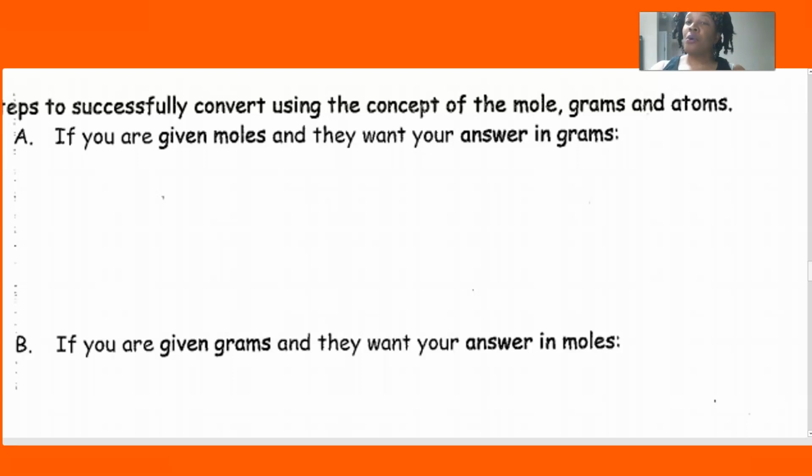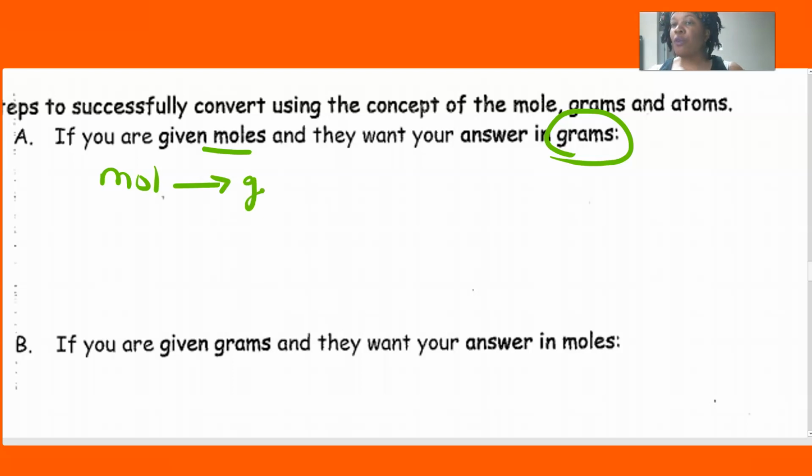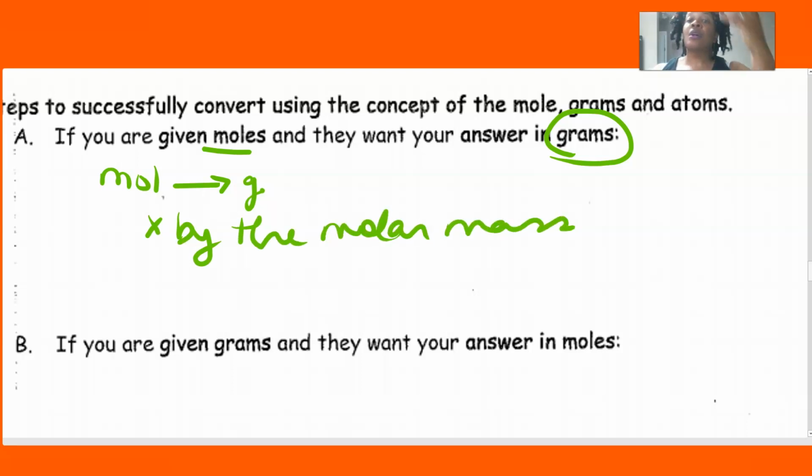If you are given moles and they want the answer in grams, you're going to do the following. To go from a mole, and the unit for moles is MOL, so they're abbreviated, to a gram, and the abbreviation for gram is G, you're going to multiply by the molar mass. The molar mass is what we just got through solving above, okay? You're going to multiply by the molar mass, and I'll show you those examples shortly.